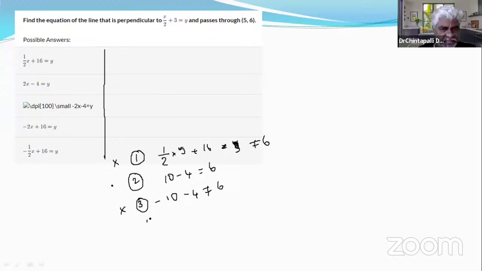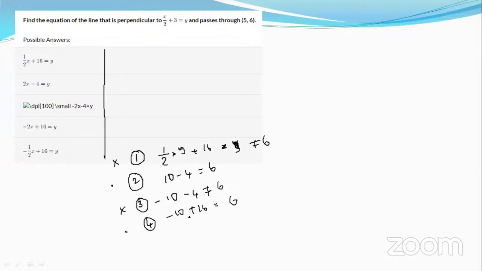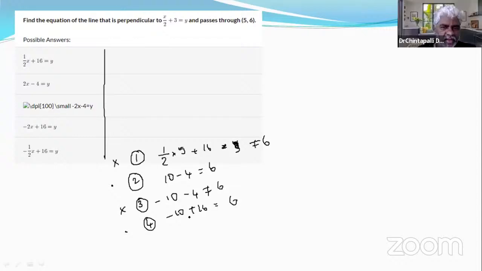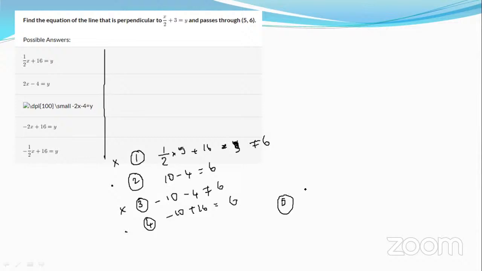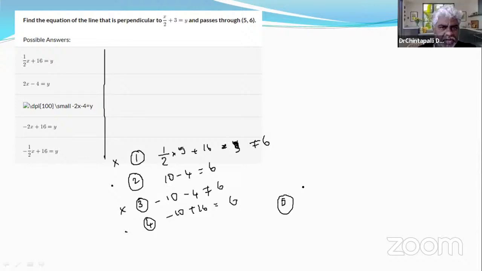Option 4: -10 plus 16 is equal to 6, so it can be correct. Next, the fifth option is surely not correct. How to choose one from option 2 and option 4, right?